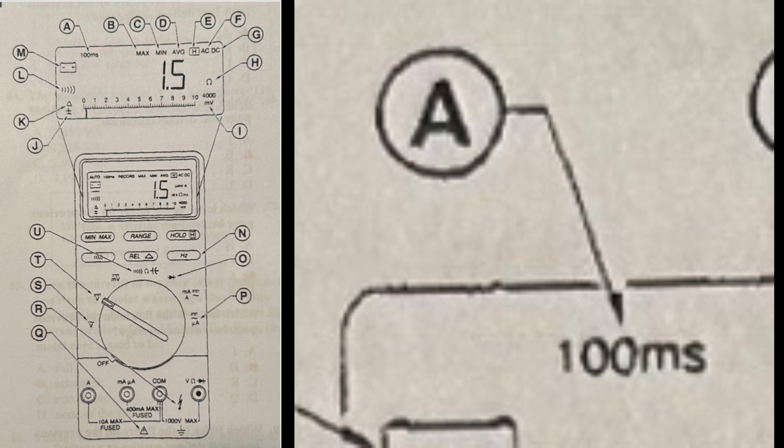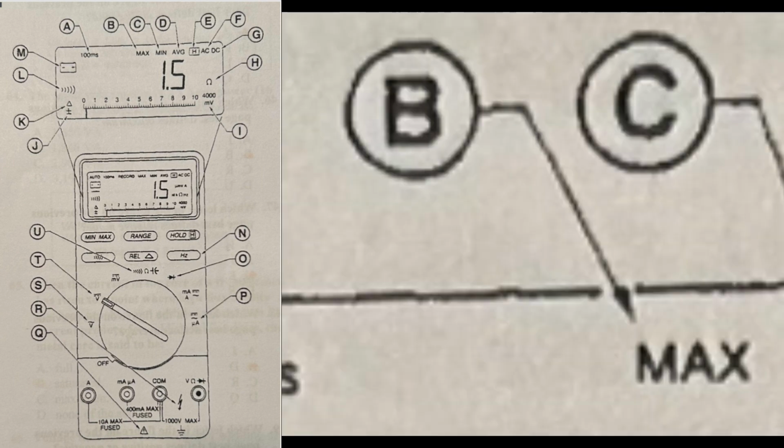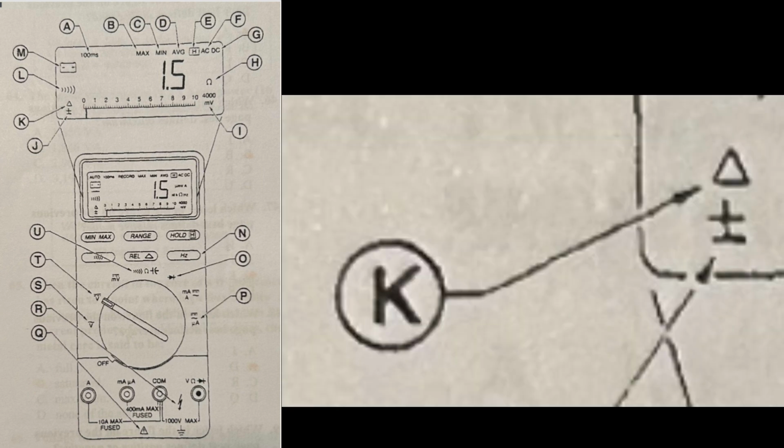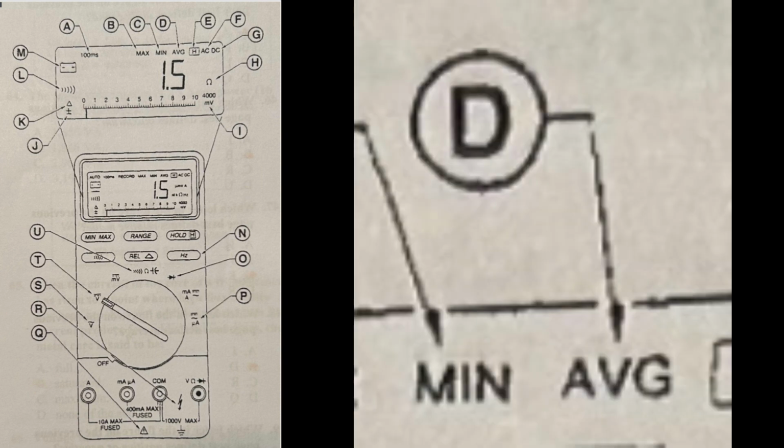A for millisecond. Which letter for maximum? B for maximum. Which letter for relative mode? K for relative mode. Which letter for average?